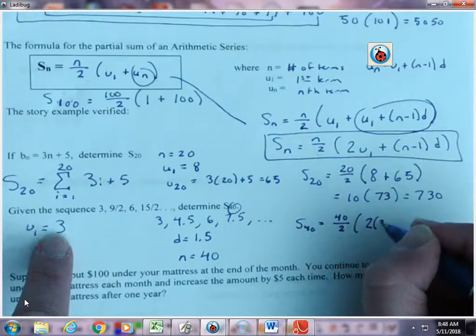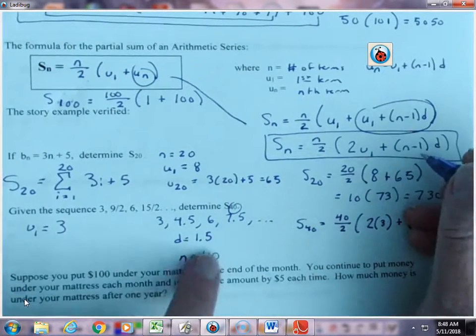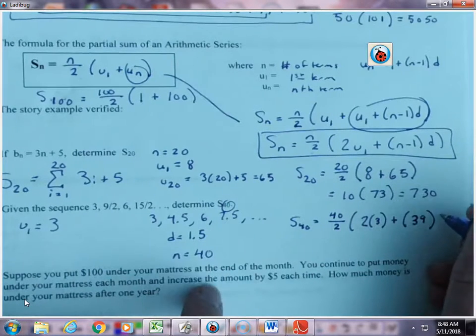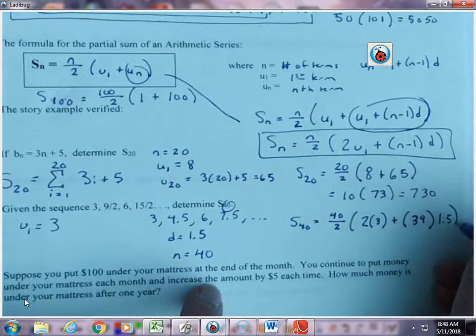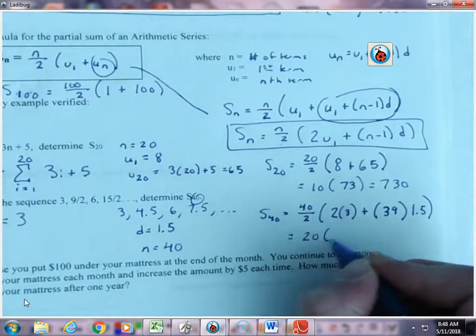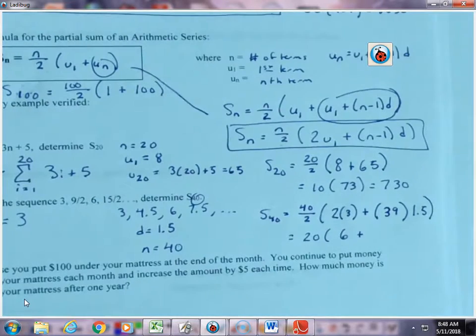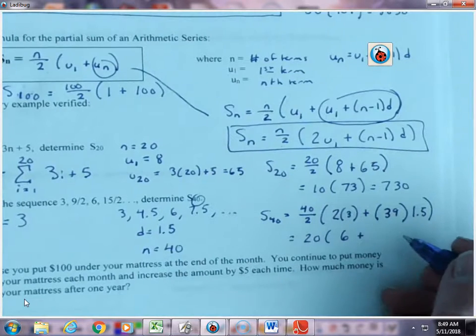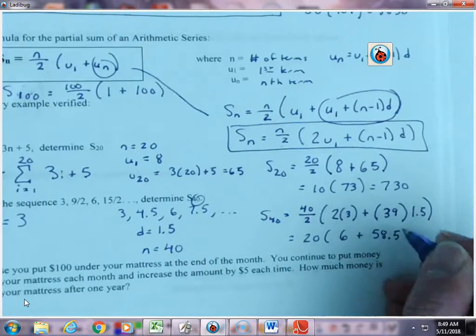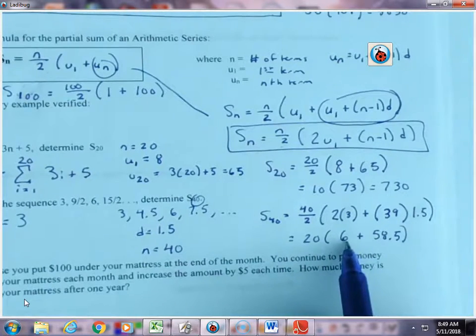2 times u sub 1 plus, what would n minus 1 be, just to kind of make it look nicer? 39, and D is 1.5. Okay. So that's 20 times 6 plus, I don't know, is somebody going to help me out with 39 times 1.5? Okay. And the rest of it. So this plus this, so then times 20.